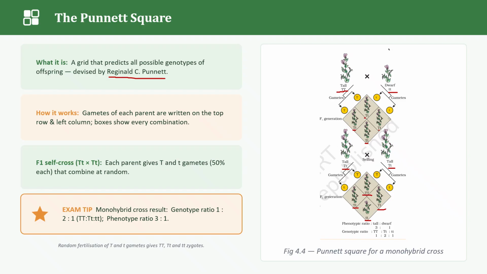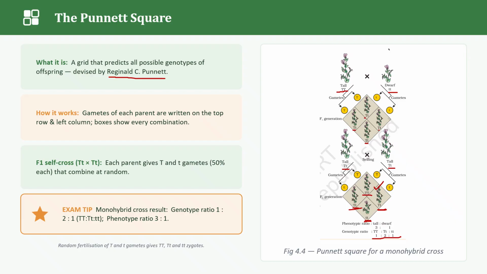So here one capital T, one capital T, and here 1, 2. Yes, so 2 here, and here small t, 1. So the ratio is 1 is to 2 is to 1. Genotypic ratio is 1 is to 2 is to 1. Here you can see. Then phenotypic ratio. How many?